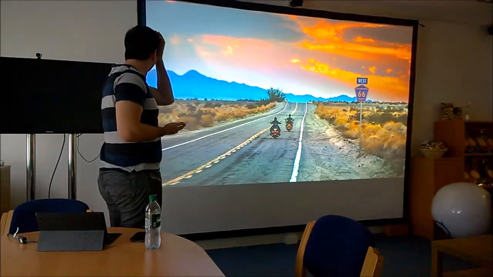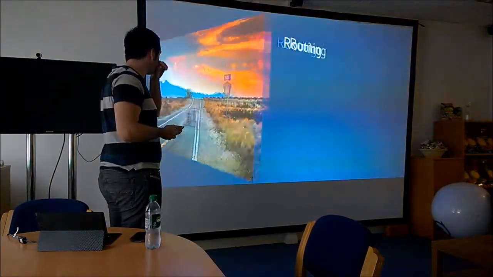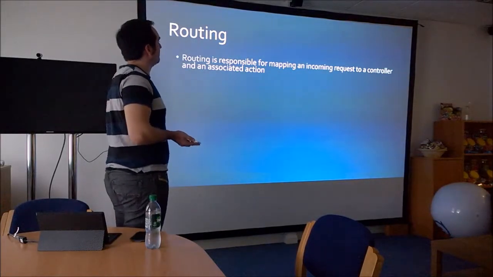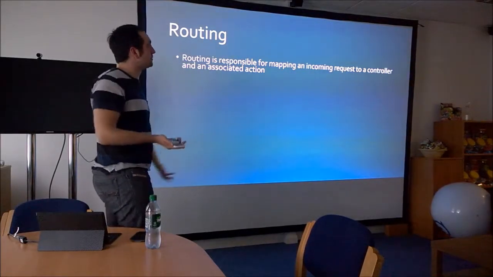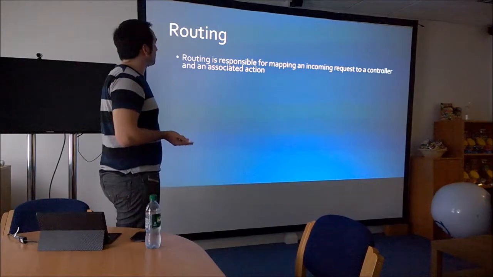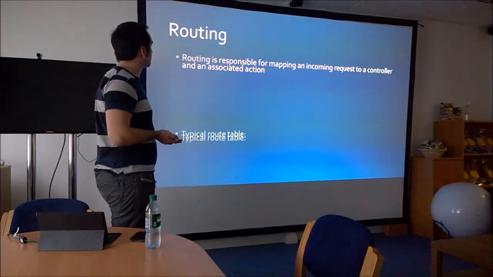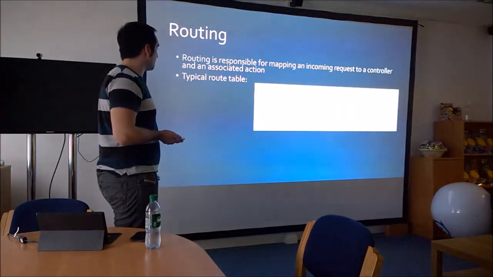So routing, it's Route 66. It's responsible for the mapping of an incoming HTTP request to a controller and its associated action or methods on that controller. So a typical route table looks like this.